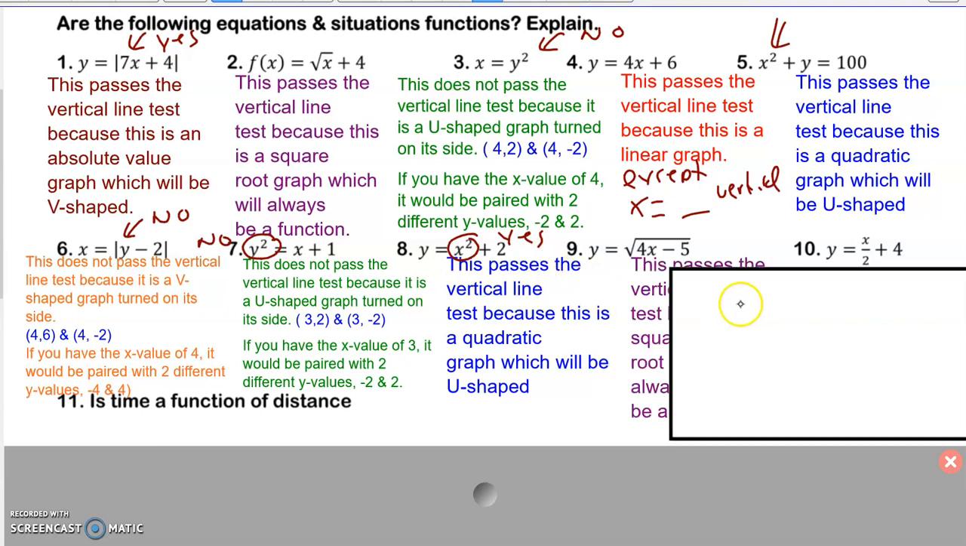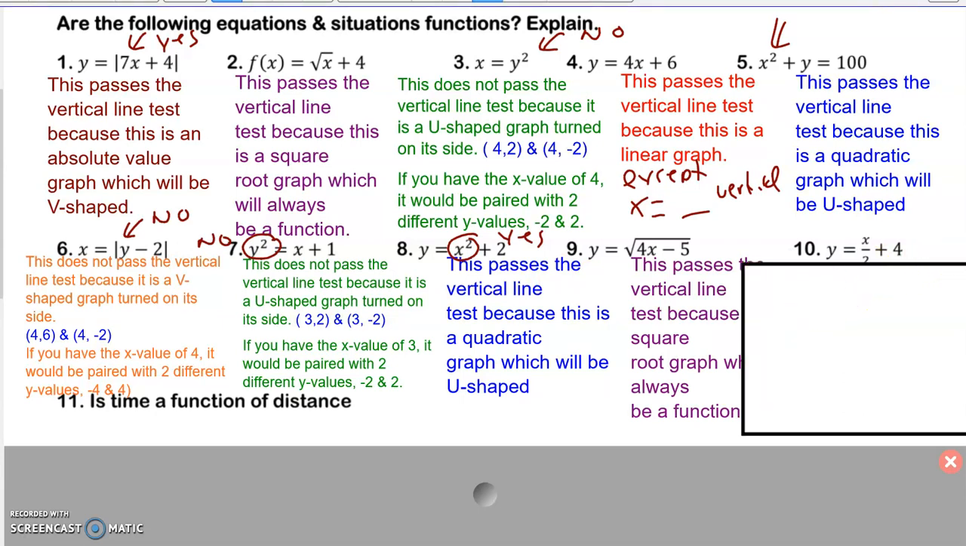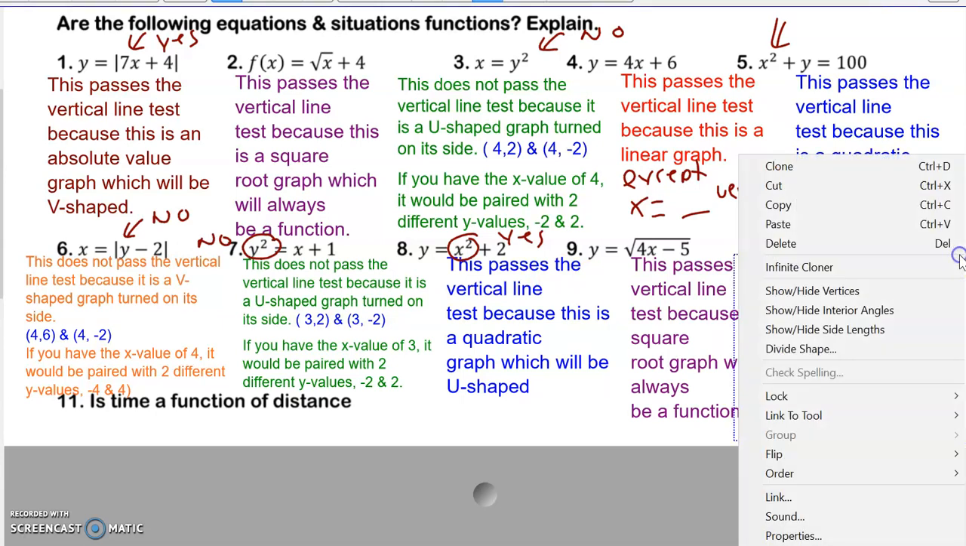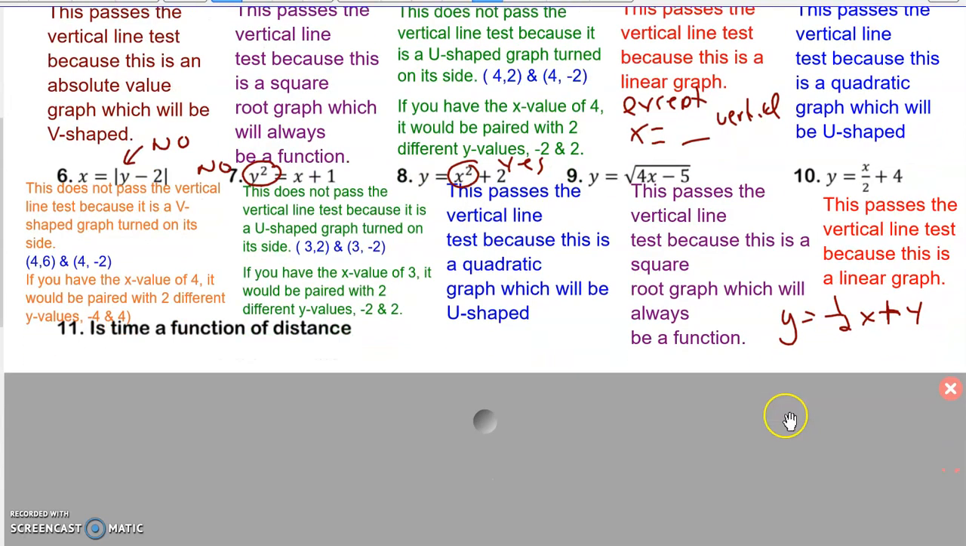Square roots are my friend. Yes, this passes the vertical line test because square roots are always a function. And finally, for number 10, we have to keep in mind, it's another way of writing this, which means it's a linear graph, so it's going to pass the vertical line test.